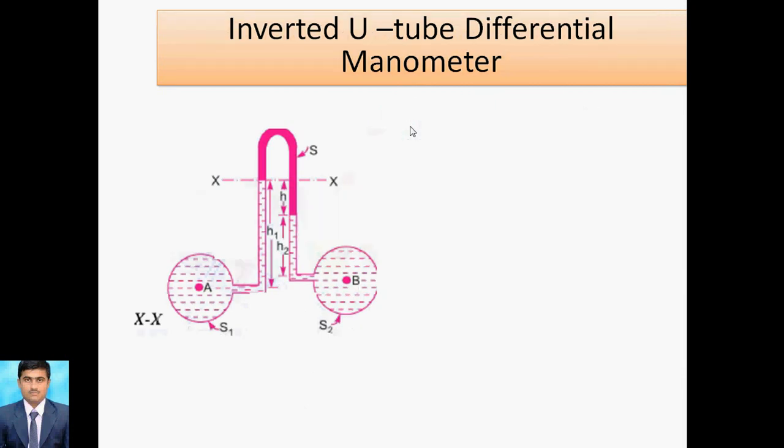Here you know that there are two liquids present, A and B, or we can say the same liquid is there. In one case, the heavier fluid is in the pipe and a lighter fluid is in the manometer. So this is the difference for the inverted U-tube differential manometer. Here we can measure heavier fluid pressures. With the help of this inverted U-tube manometer, heavier fluid pressure we can measure easily. That's why we use the inverted U-tube manometer.